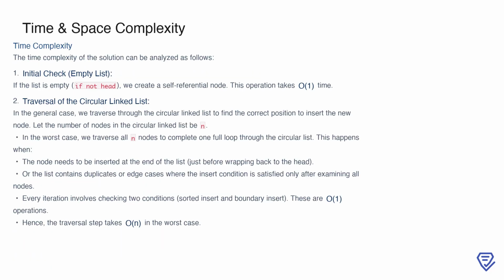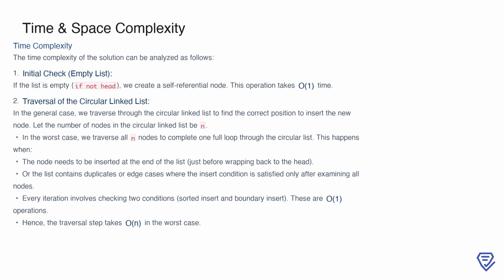To analyze the time complexity of our solution, we start with the initial check. If the list is empty, we create a self-referential node, which is a straightforward operation taking constant time, or O(1). For the general case, where the list is not empty, we need to traverse the circular linked list to find the correct insertion point. The traversal involves iterating through the list, and in the worst case, we may need to complete a full loop through all the nodes. This happens, for instance, when the node needs to be inserted at the very end of the list, just before wrapping back to the head, or when edge cases require examining every node to satisfy the insertion conditions.